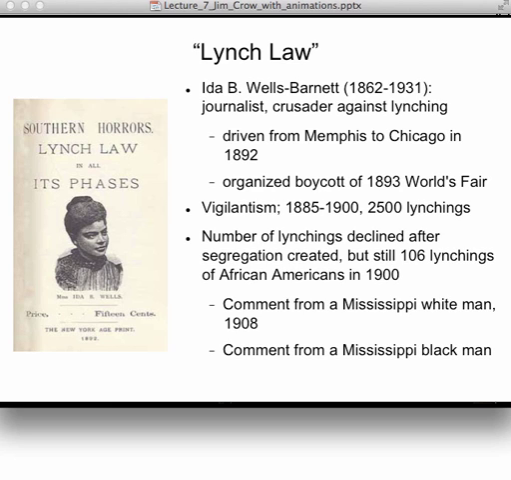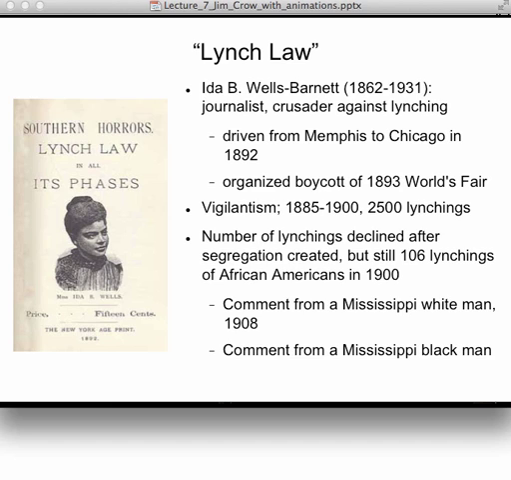And for saying this, Ida B. Wells outraged public opinion so much that in 1892 she was driven from her home city of Memphis up to Chicago, where she continued her journalistic career, immediately getting involved in a boycott of the World's Fair, the White City World's Fair of 1893 in Chicago, which she said discriminated against African Americans.